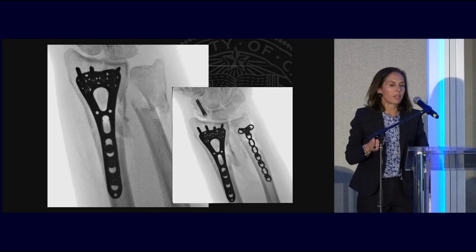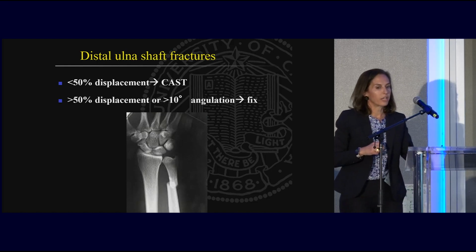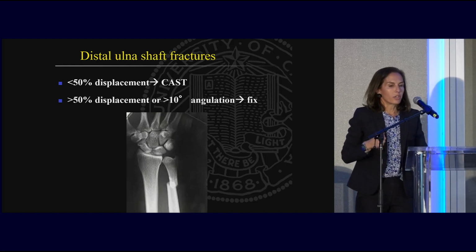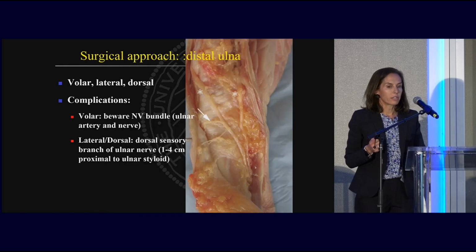So I think that raises the question, do you actually even need to fix it? Moving on quickly to distal ulnar shaft fractures. The studies say if it's less than 50% displacement or less than 10 degrees of angulation, you can cast these. Most of these do go on to heal. If it's greater than 50% displacement or 10 degrees of angulation, then you want to fix it.